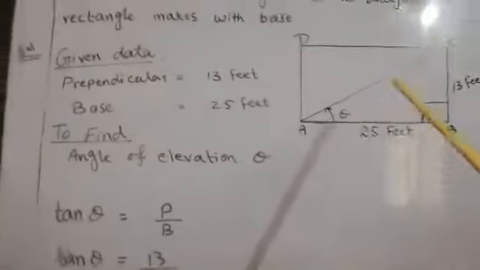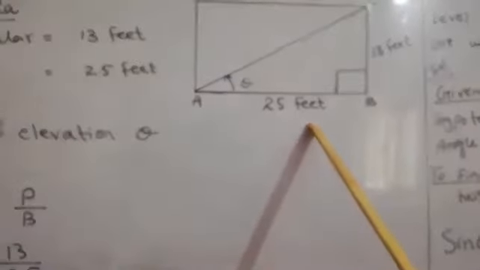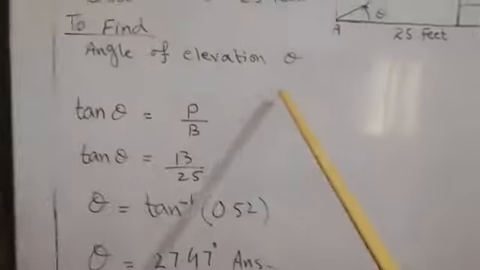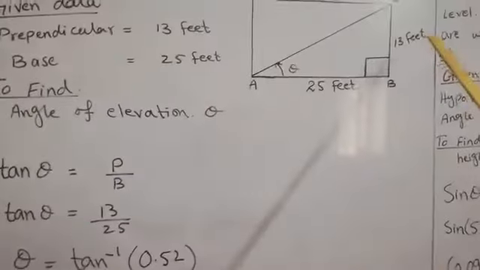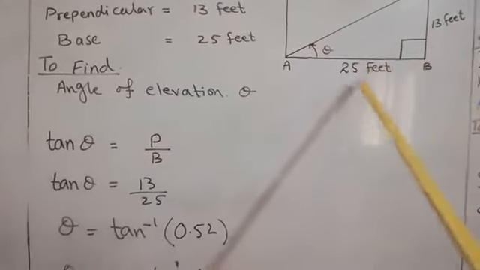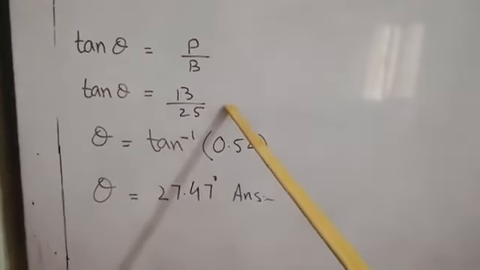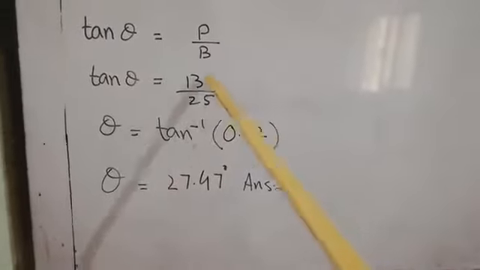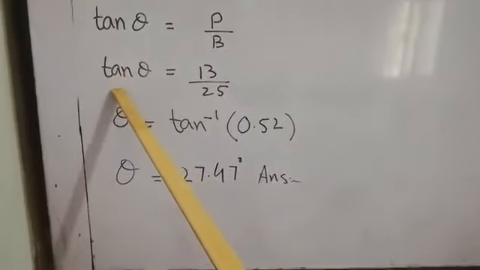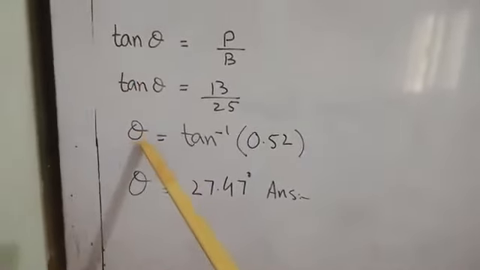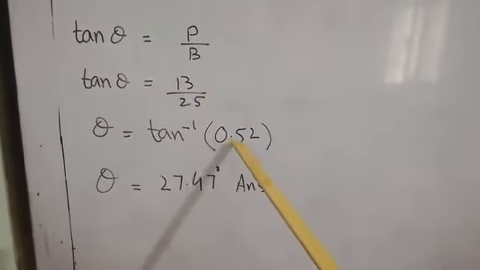Okay, dear students, now we have the values of perpendicular and base, and you know that our trigonometric ratio tan theta helps us to find this. So write tan theta equals perpendicular over base. Put the values. Perpendicular is 13 feet and base is 25 feet. So tan theta equals 13 by 25. And since we are going to find the angle, we will take the inverse of tan on both sides, so theta equals tan inverse of 13 divided by 25, which is 0.52.